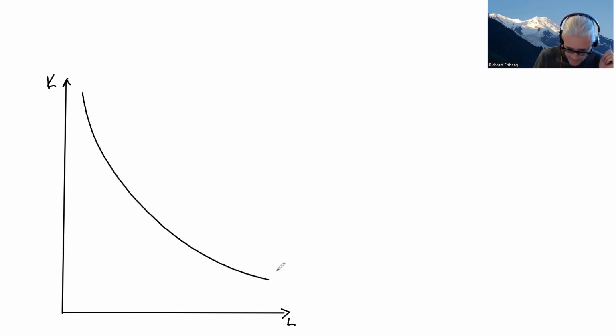Okay, so we have a production of a good. So think of textiles. We're again using capital and labor as inputs. There's an isoquant like this. So different combinations of inputs that give the same output produced. So we're thinking, say, 10,000 garments produced during a year, say.